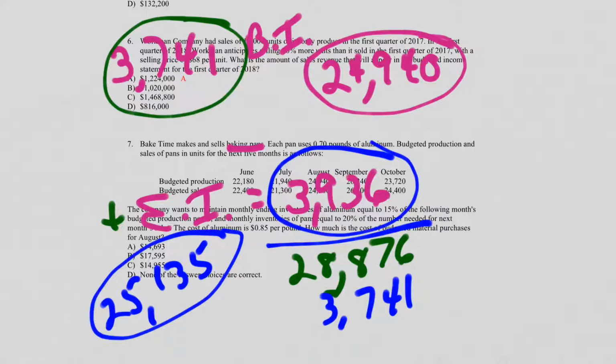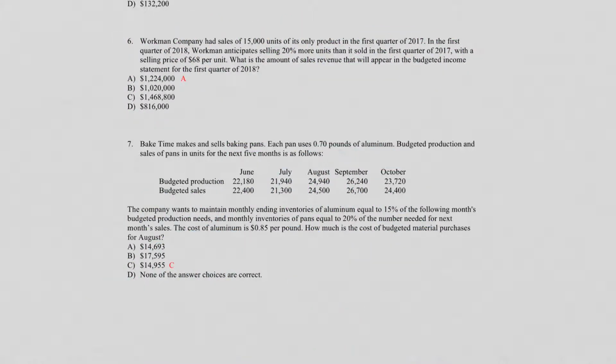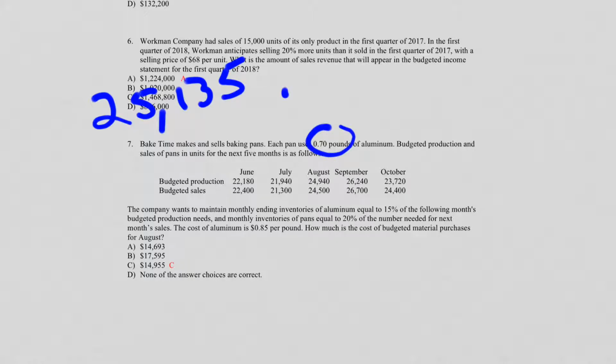I'm going to erase the board and start to show you how to translate that into dollars and cents. All right, so how we translate it is this is the number of pans. Each pan has 0.7 pounds. So we're going to multiply by 0.7 to get the number of pounds of aluminum that we're talking about.